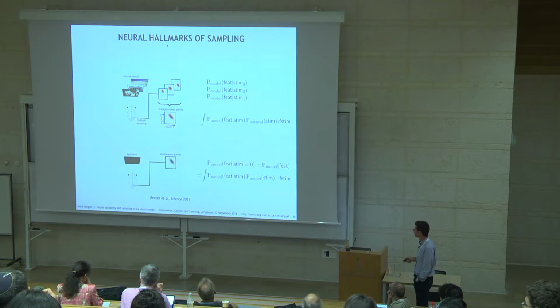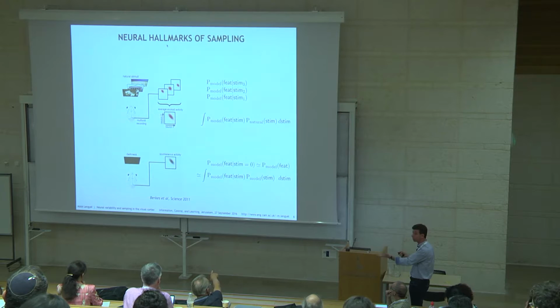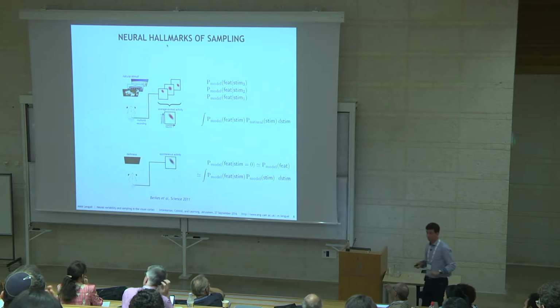Okay. So at the bottom, that could be seen as a definition of P model stim, right? So this is the predictive distribution of the internal model. What is the distribution of stimuli that it expects? This is the actual distribution, P natural stim. This is controlled by the experiment. Yeah. Absolutely. Yes. I'm still confused.